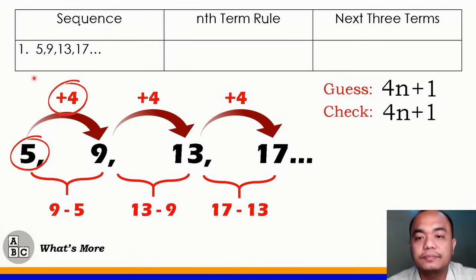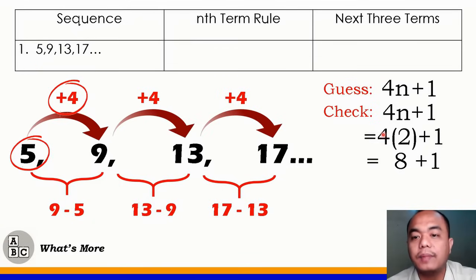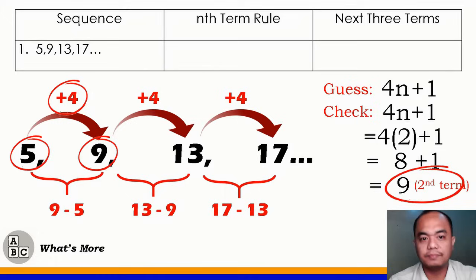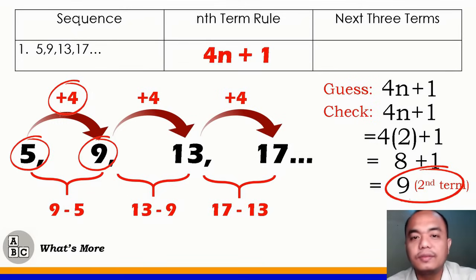Okay, let's try to check. So, 4n plus 1, and this time we will check the second term. The second term here, 2. After solving, we should get 9. Okay, let's see if we could get 9 after this. So that's 4 times 2 equals 8, and 8 plus 1 equals 9. So meaning, our guess nth term rule of 4n plus 1 is correct. Okay, so this 9 represents your second term. So we have the same answer. So the n-term rule we have is 4n plus 1.